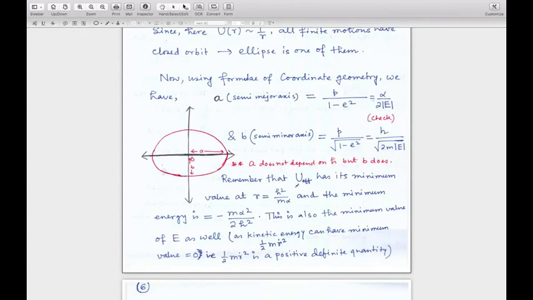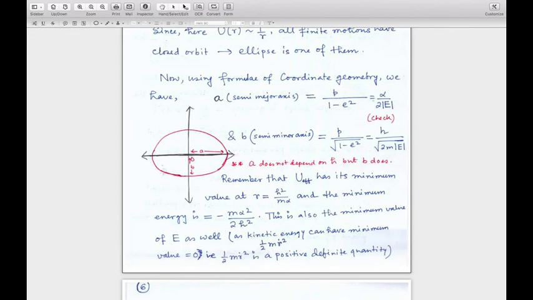Remember what we did in the very beginning, that U effective has its minimum value at r equal to h square by m alpha. And the minimum energy is equal to minus m alpha square by 2h square. If you just remember, the U effective at the minimum was minus m alpha square by 2h square, right?